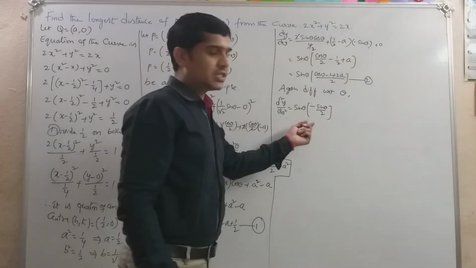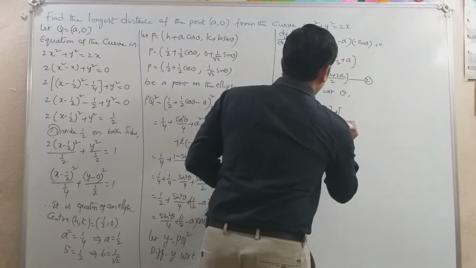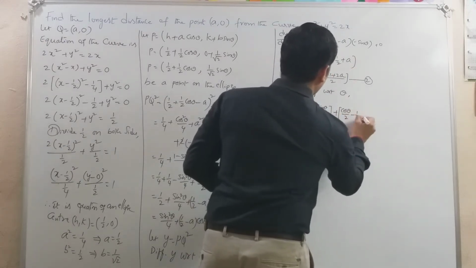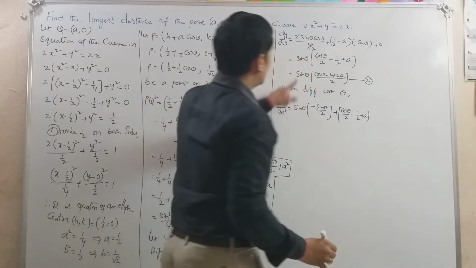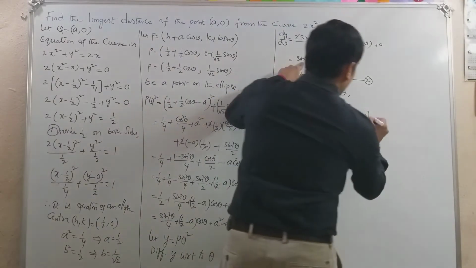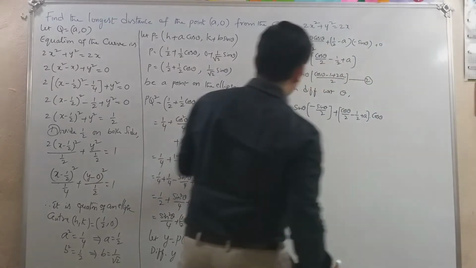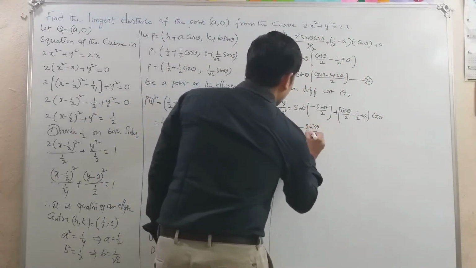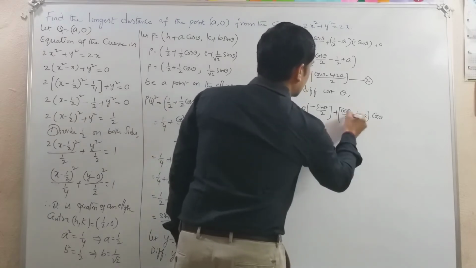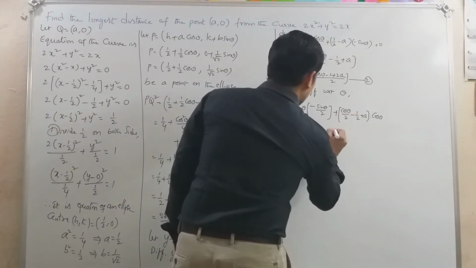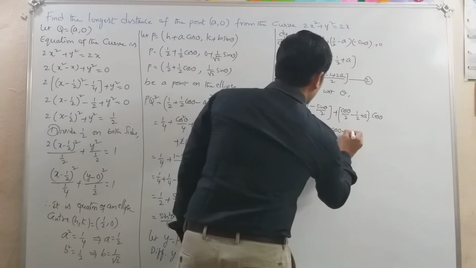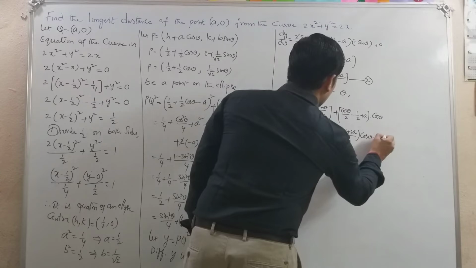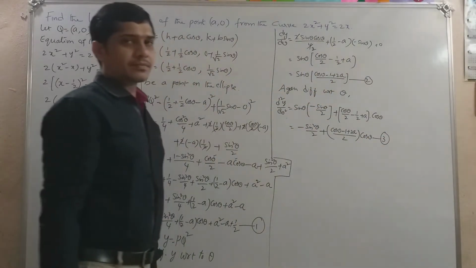Now u into v dash plus v into u dash. V means again cos theta by 2 minus 1 by 2 plus a into sin theta derivative is cos theta. So finally it is minus sin square theta by 2 plus, after taking LCM, cos theta minus 1 plus 2a by 2 into cos theta. It is equation number 3.